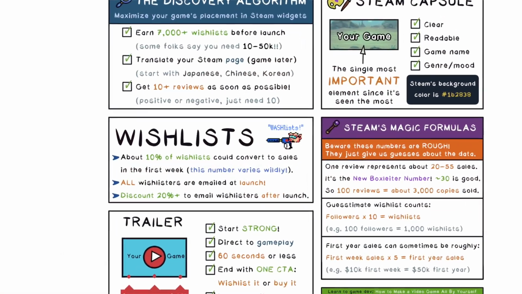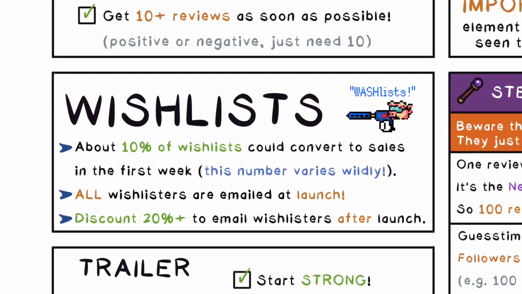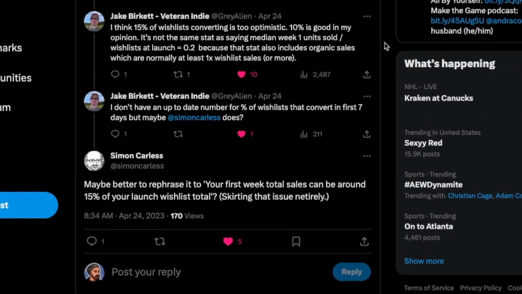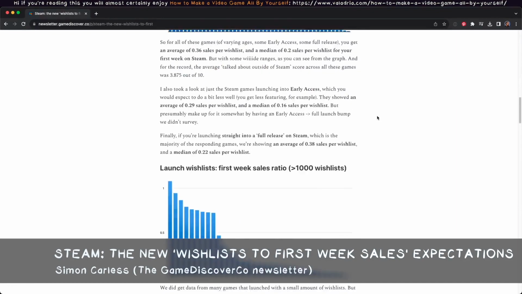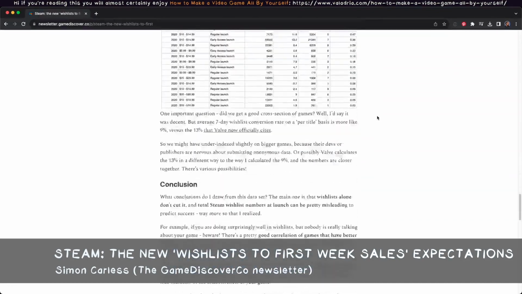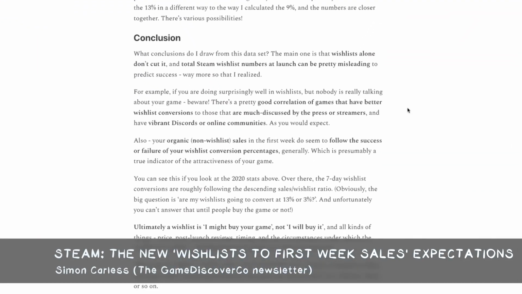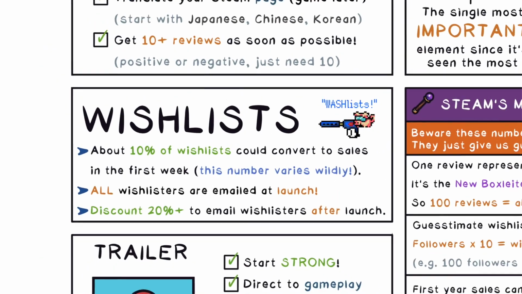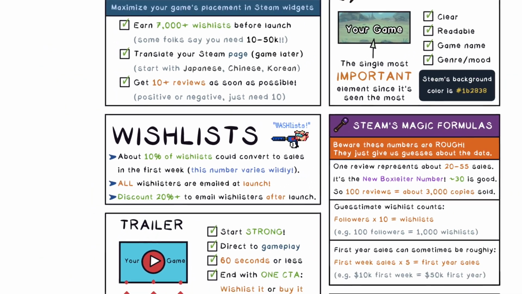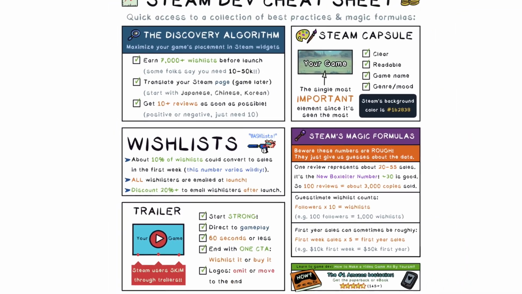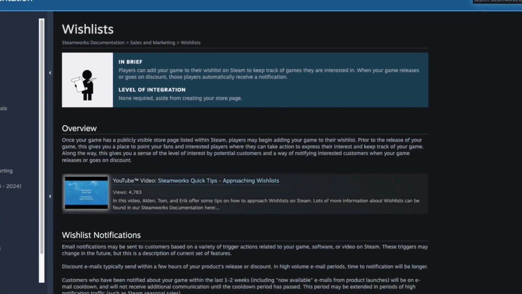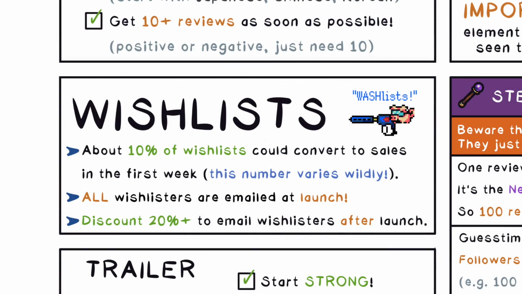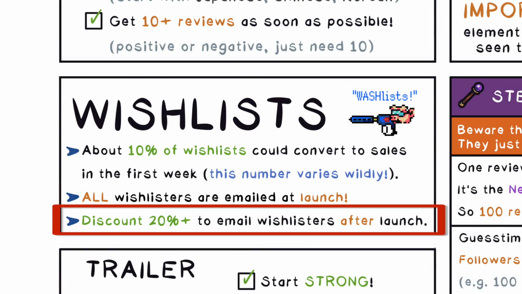If game developers seem obsessed with wish lists, it's because about 10% of wish lists could convert to sales in the first week. Meaning if your game has 1,000 wish lists, you can expect around 100 sales within those first 7 days. This math is not perfect, of course, but just a rough guess. Wish lists are important because when a Steam user wish lists a game, they are signing up to get emails about it. Unless they've disabled notifications, they'll get an email when your game launches. They'll get emailed again if your game is ever discounted 20% or more.